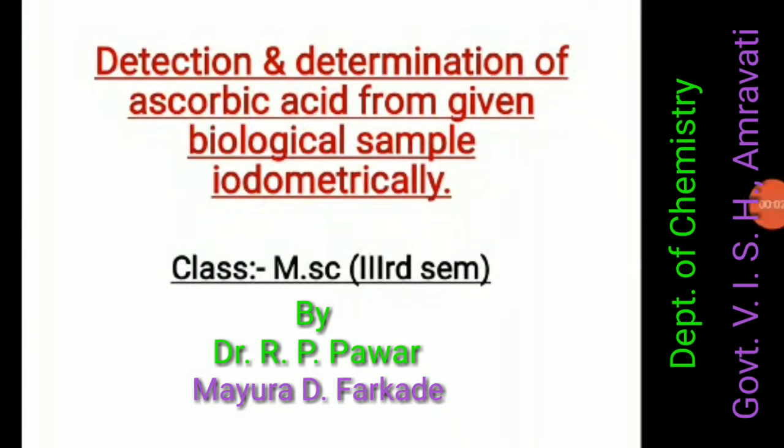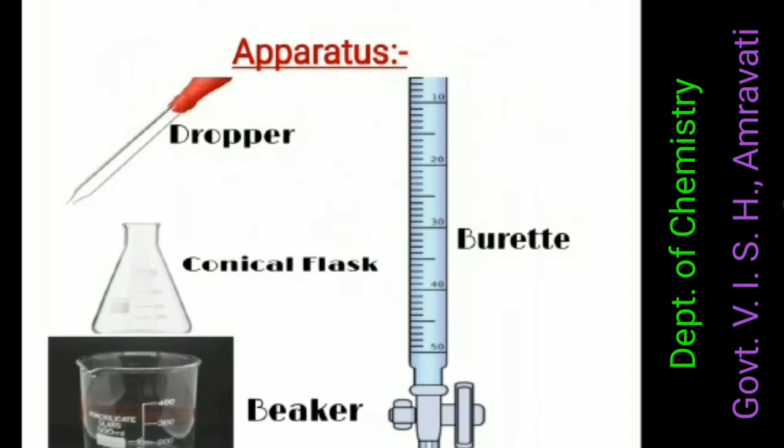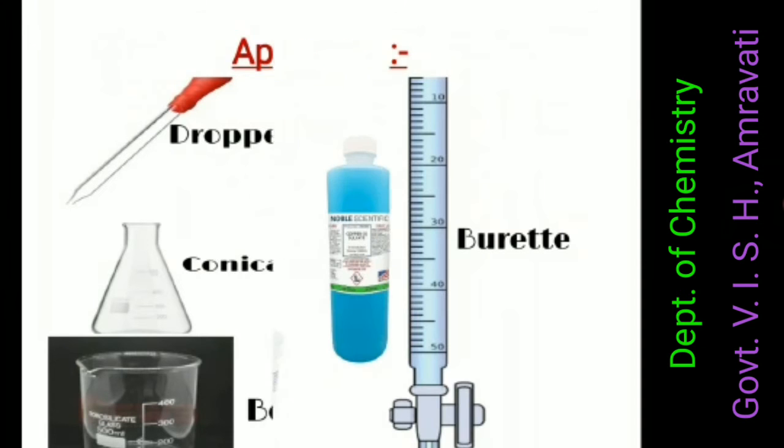Students, today we are going to start our practical, and the practical which we are taking today is detection and determination of ascorbic acid from the given biological sample iodometrically. So let's see what are the apparatus needed for this practical. The apparatus needed are dropper, conical flask, burette and beaker.